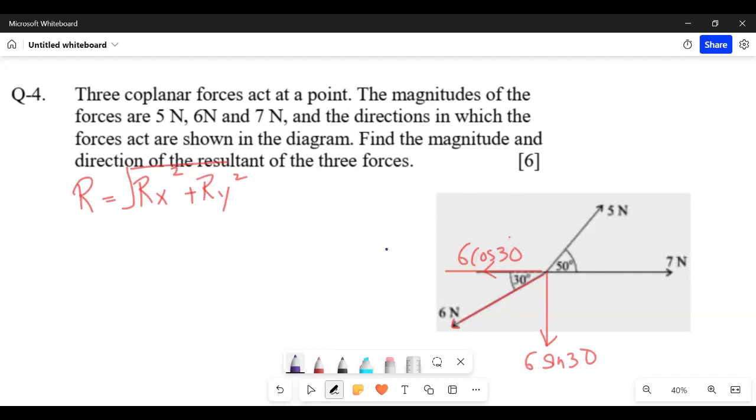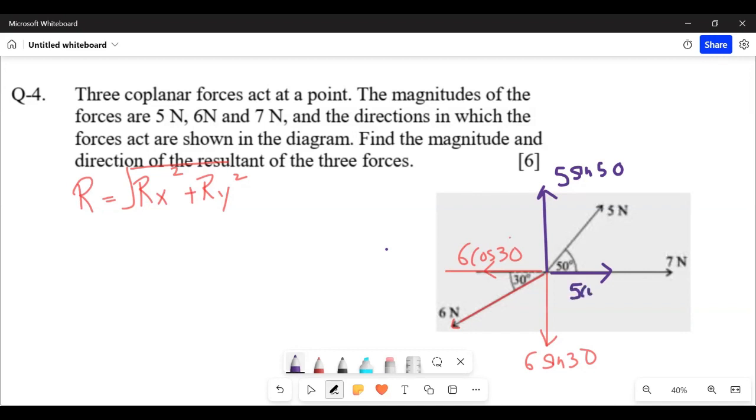Similarly, for 5 newtons, we have this component and this component. The second component, which is the opposite component, the vertical one, I'm going to draw here. So that's going to be 5 sine 50. And this one is going to be 5 cos 50.